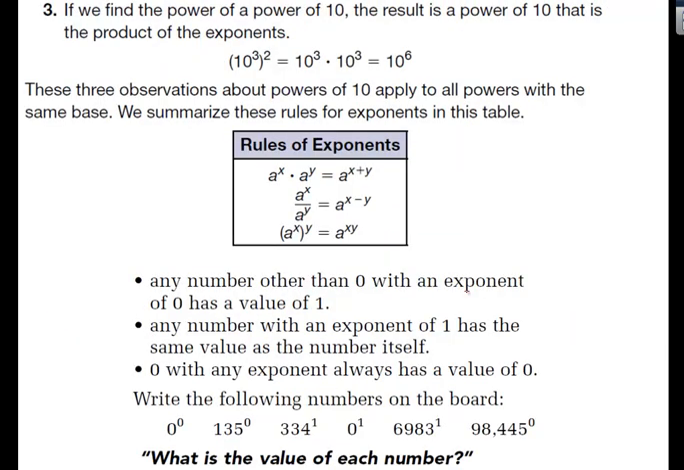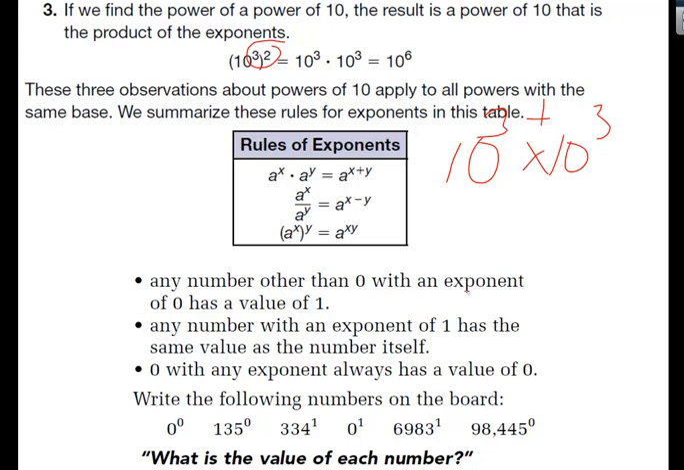Okay, so if we find the power of a power of 10, the result is the product of the exponents. So 10 to the third to the second power. So we're not adding, we're multiplying here. So that is really 10 to the sixth, because 10 to the third to the second power is really 10 to the third times 10 to the third. And we know that when we multiply powers, we add the exponents. So it's 10 to the sixth. We also notice that 3 times 2 is 6.